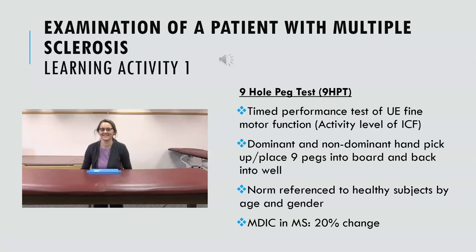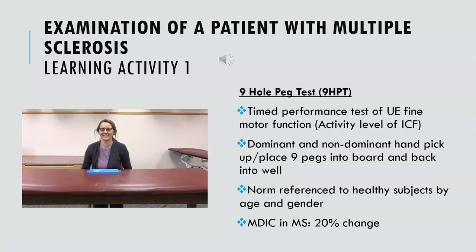In terms of administration, it's a fairly quick administration, usually between 5 and 10 minutes, depending on the patient, to get them set up and complete the task. You're going to provide 2 trials per hand. You'll test both the dominant and the non-dominant hand, and you're looking to time how long it takes the patient to pick up the 9 pegs out of the well, place them in the holes in the board, and then remove them and put them back to their starting position.